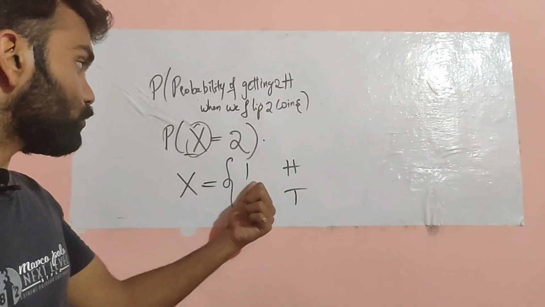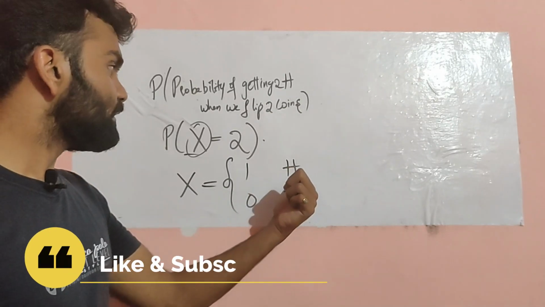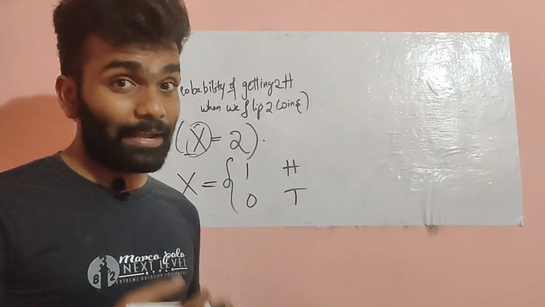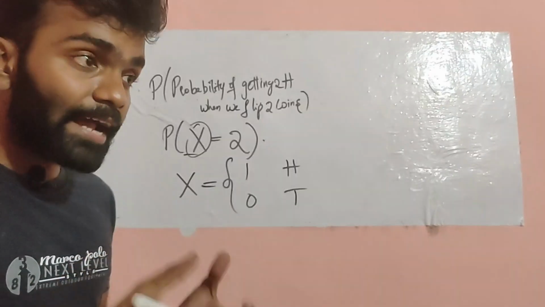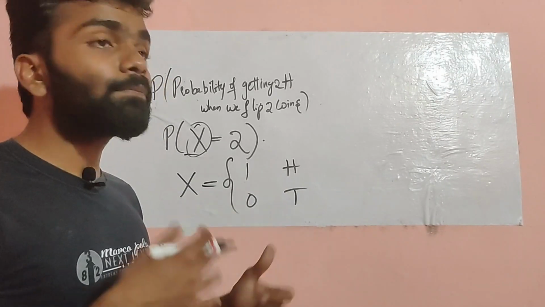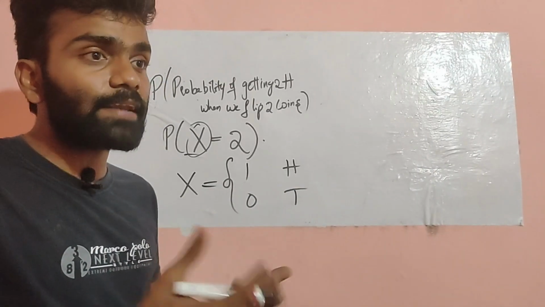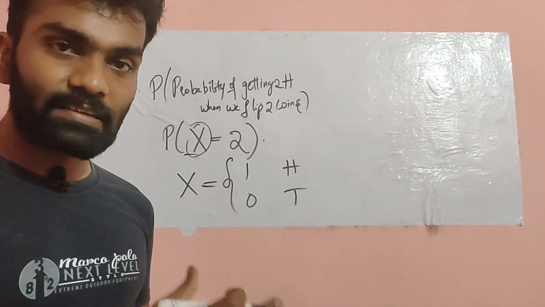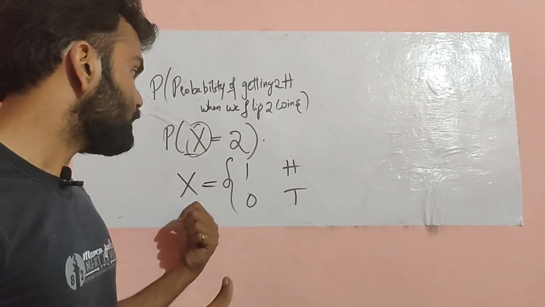Even this is also an outcome, right? If we get heads, we represent it by 1, or if we get tails, we represent it by 0. That's an outcome of some random process. Flipping a coin is a random process. You don't know what the outcome will be. So when we are representing that, we use a random variable.